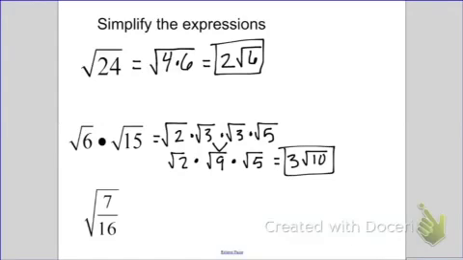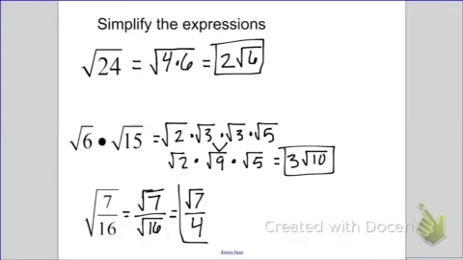Now let's look at the next one. Split up the square root for the top and the bottom. I can go ahead and square root the 16, that gives me 4, but square root 7 is just going to stay on top. And that would be my simplified answer.